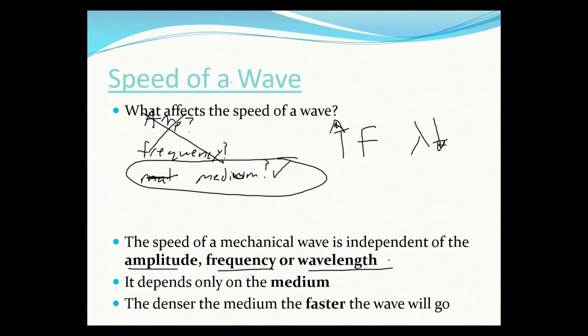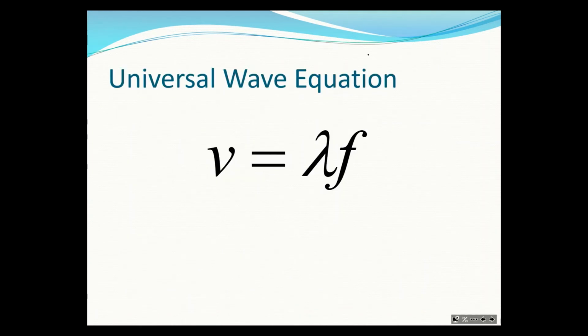So the denser the medium is, the faster it'll go. This means that if you have air, which is not very dense, compared to water, which is very dense compared to air, the wave will go faster in water. The speed of sound in water is about 1,200 meters per second, but the speed of sound in air is about 350 meters per second. That's because water is denser, so the speed speeds up. Okay, and this is our universal wave equation, where v is the speed of our wave.